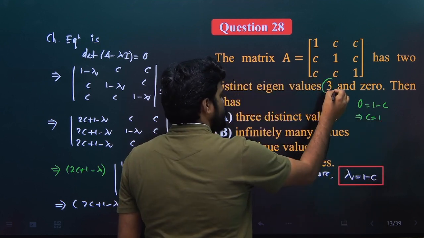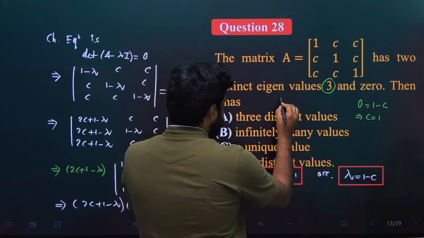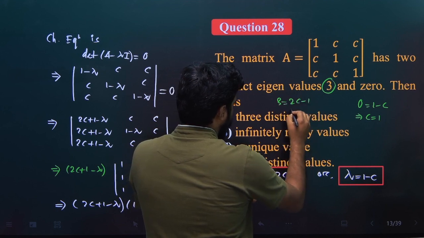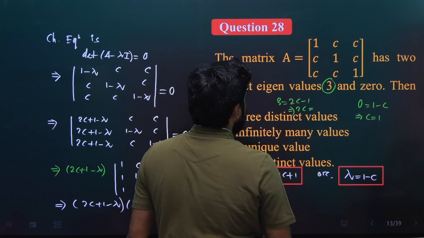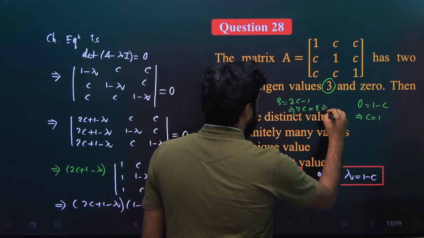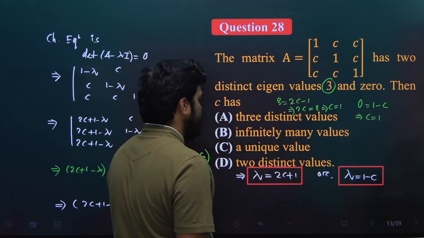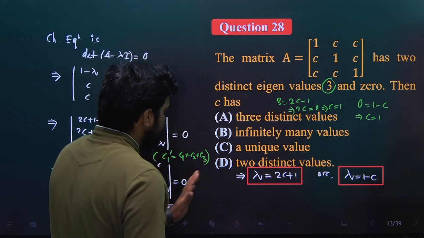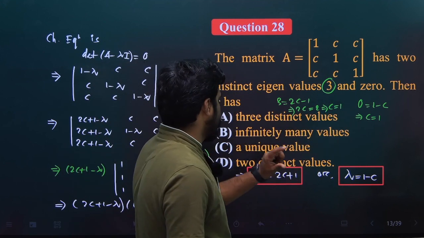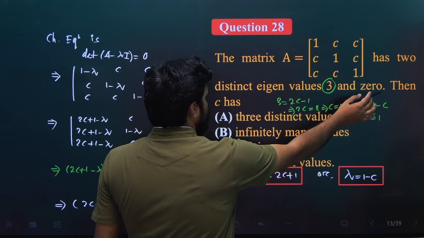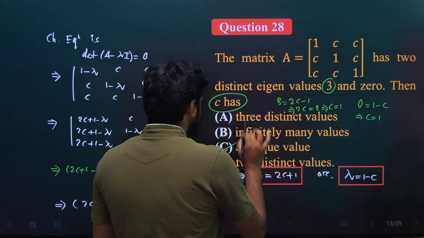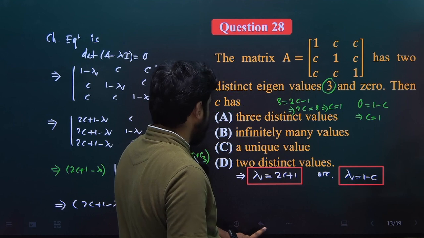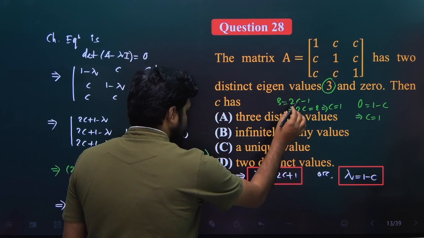And if you consider λ is equal to 3, suppose 3 is equal to 2c minus 1, that means 2c is equal to 2, that means c is equal to 1. Okay? So we get c is equal to 1. We have to find the value of c, that is c has a unique value. Is it clear? Just note this.